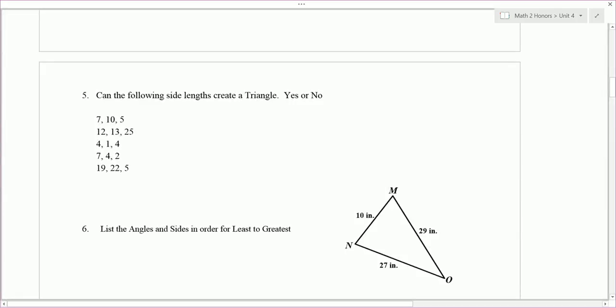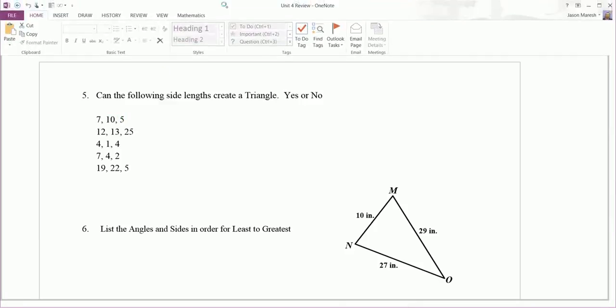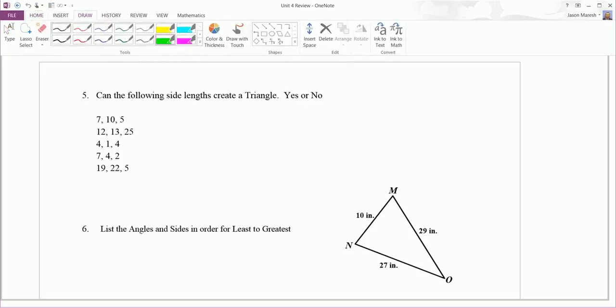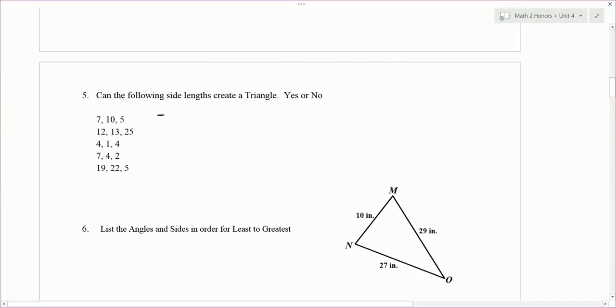So here we're going to use the triangle inequality, which states, again, like we said, that the 2 smaller sides have to be bigger than the largest side. So on the first one, 7, 10, and 5, you take 7 plus 5. Those are those 2 smaller numbers. And you ask if that's bigger than 10. Yes, that's true. And so we say yes.